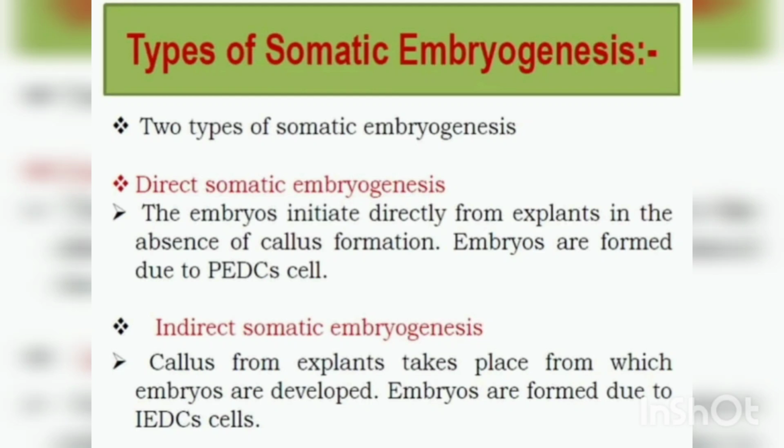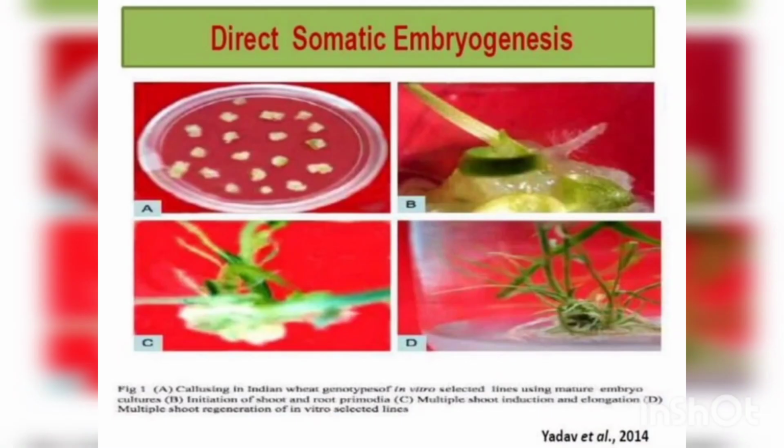Okay, so we can see the picture of direct and indirect embryogenesis. This is the picture of direct embryogenesis. Here the first picture shows the explant, and in the second picture we can see that there is no callus formation and plants are produced directly. In the fourth picture we can see that root initiation has also started.